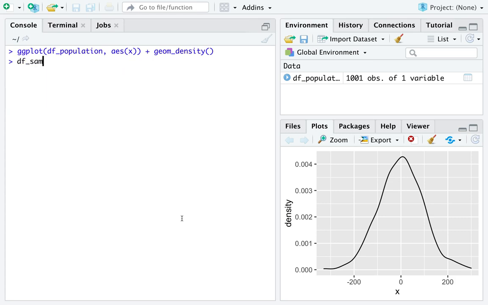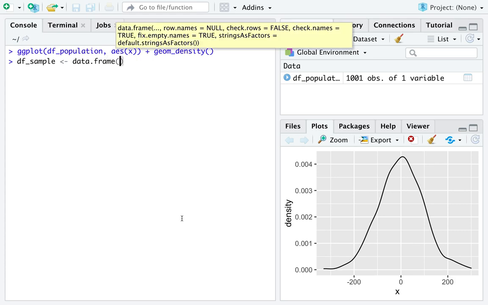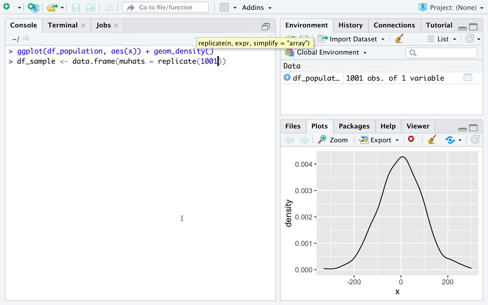Now, what we'd also like to create is a data frame with our sample statistics. Let's say each of 1,001 of us calculates our own sample mean. I'm going to name those sample means, plural, mu hats. And we're going to get them by sampling 10 observed values from the population that has a standard deviation of 100. From all of those samples for each of us, we're going to calculate a mean. That is, you're going to sample 10 observed values from a normal population with a standard deviation of 100.